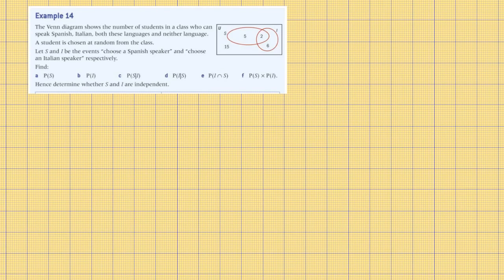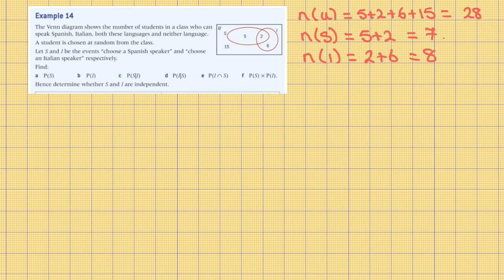The Venn diagram shows the number of students in a class who can speak Spanish, Italian, both of these languages, and neither language. The number of students, or the number in the universal set, is equal to 5 plus 2 plus 6 plus 15, which equals 28. The number of students who can speak Spanish is equal to 5 plus 2, which equals 7. The number of students who speak Italian is equal to 2 plus 6, which equals 8.